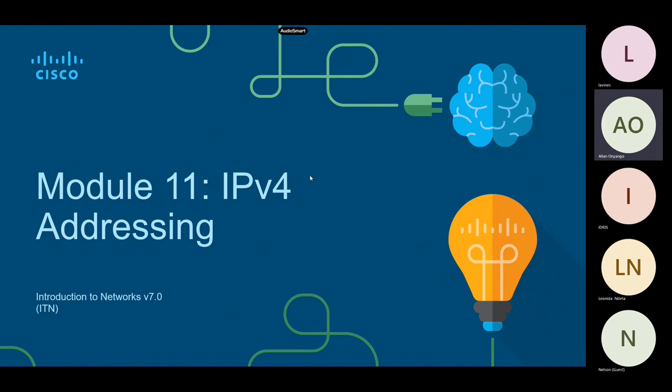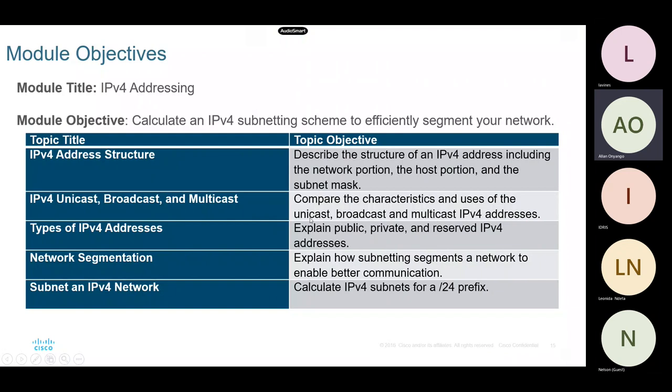Let's get started. You can see the objective of this class begins with the word "calculate", which means you're going to calculate IPv4 subnetting schemes to efficiently segment our networks. We look at the structure of an IPv4 address, the types in terms of unicast, multicast, and broadcast, then public, private, and reserved addresses. Then we go to segmentation, which is actually subnetting, and that will be the climax.